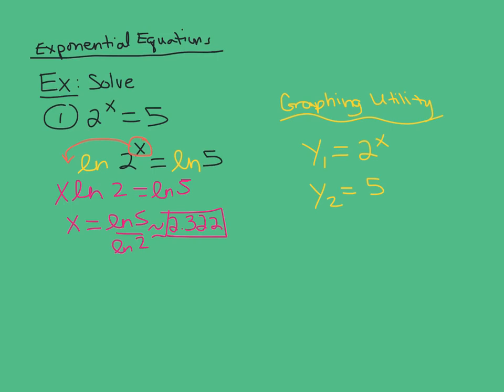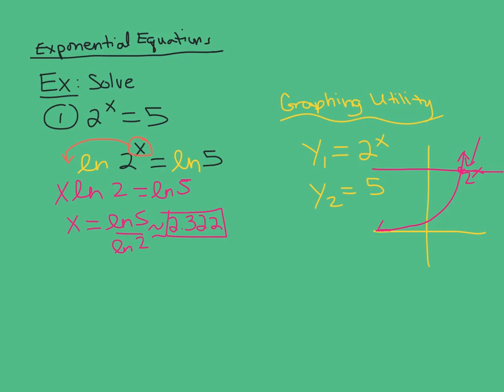So what will happen is when you graph this, the 2 to the x is going to look like that. The 5 is just going to be a straight line there. We need to find this intersection point. And that intersection point is actually going to give us our answer.